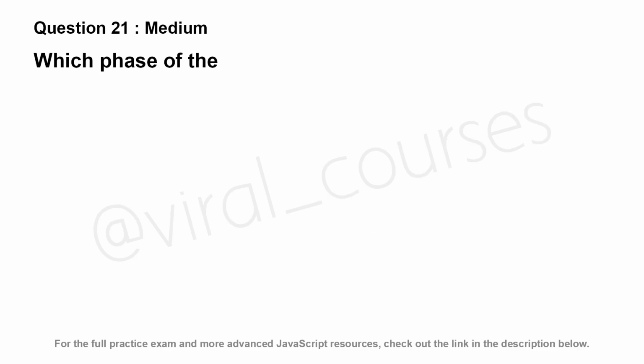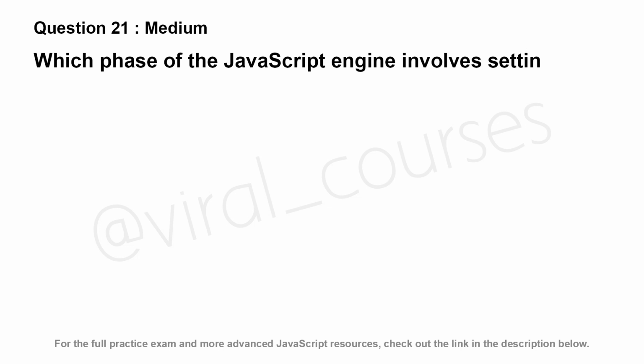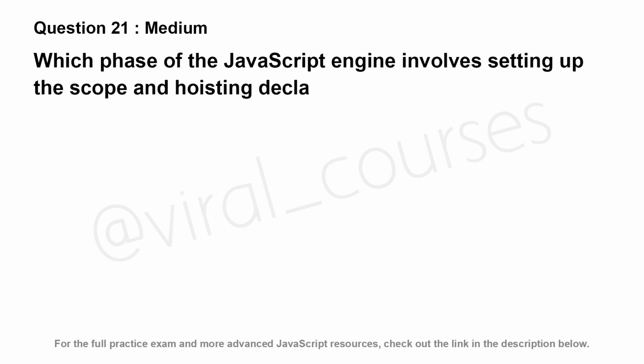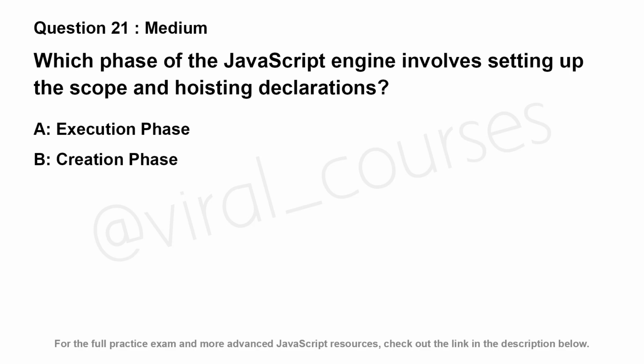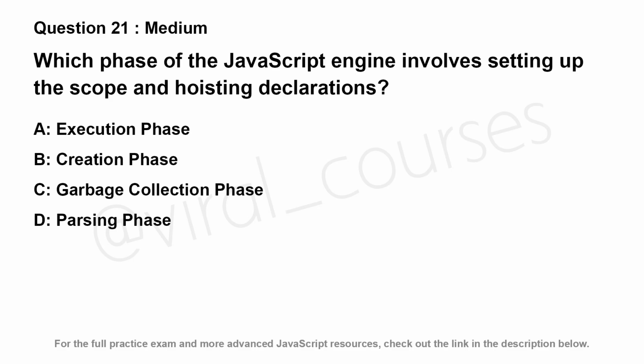Which phase of the JavaScript engine involves setting up the scope and hoisting declarations? Option A, execution phase. Option B, creation phase. Option C, garbage collection phase. Option D, parsing phase.